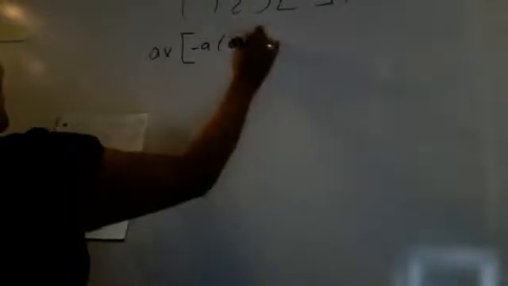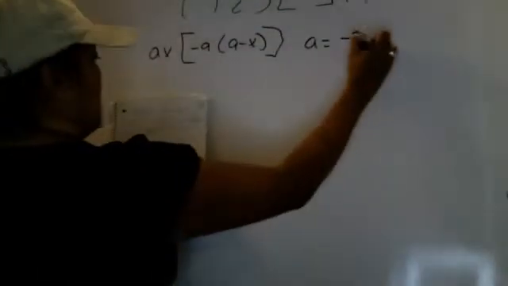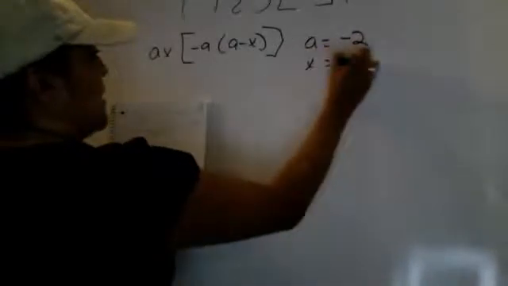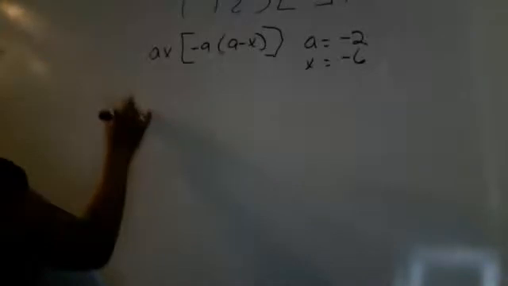AX negative A times A minus X, that's a bracket. A is equal to negative 2 and X is equal to negative 6. So we're going to come over here: A. There's no negative sign, so it's just simply negative 2.